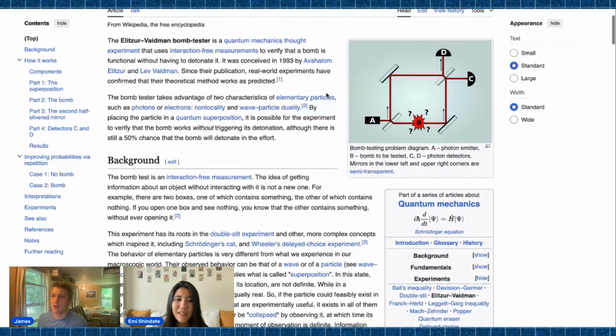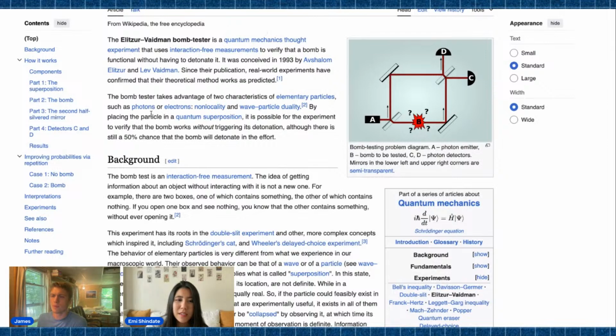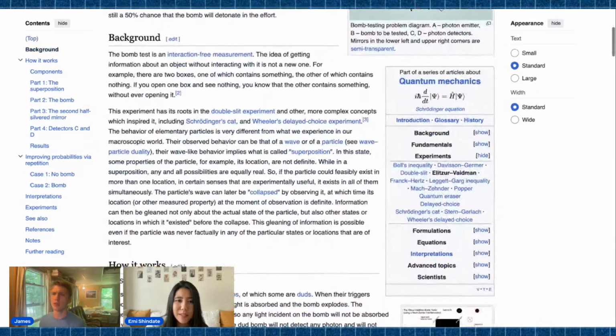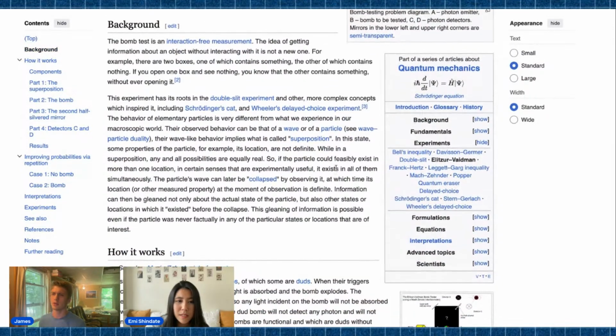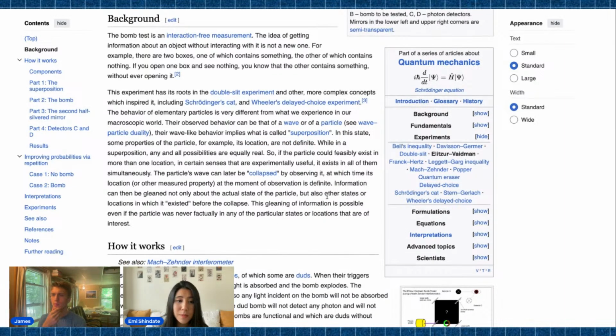It says here the bomb tester is inspired by Schrodinger's cat. That makes a lot of sense. The experiment has its roots in the double-slit experiments. So, in a superposition, some properties of the particle, for example location, are not definite, while any and all possibilities are equally real. So if a particle could feasibly exist in more than one location, it would be. Oh, I see. Okay.